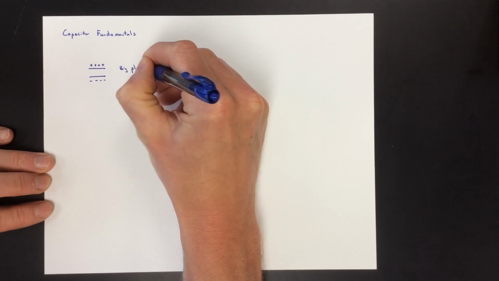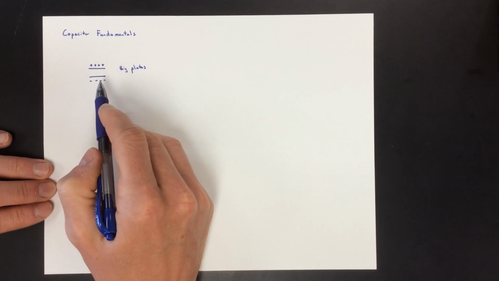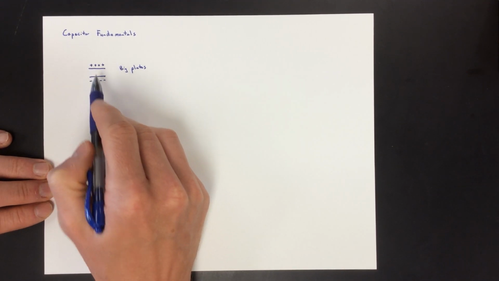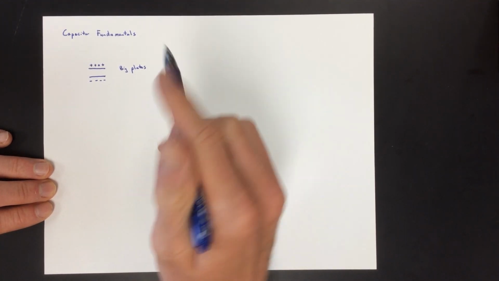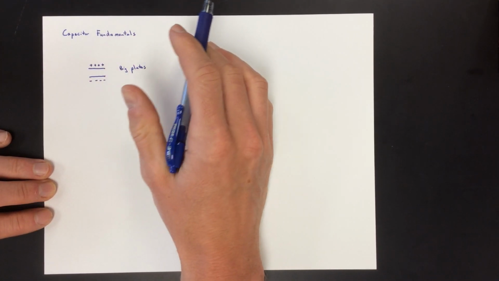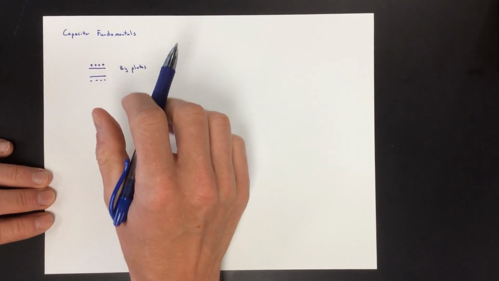Okay, and so let's talk about what a capacitor does. A capacitor stores energy, it stores charge, and then it has the ability to produce a current if it's hooked into a circuit. And we'll talk about how it's hooked into a circuit maybe in another one, but we're just going to go to the fundamentals of what a capacitor is.